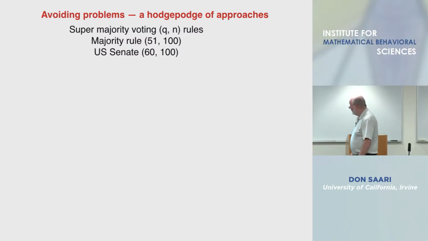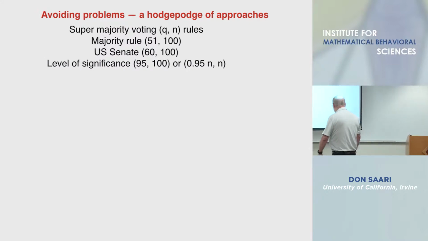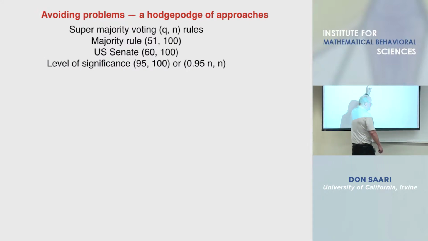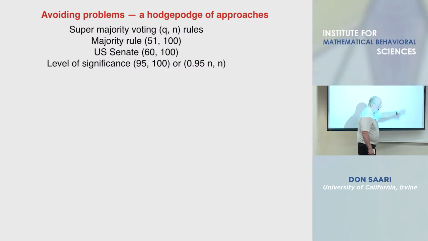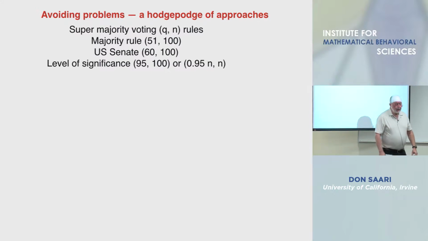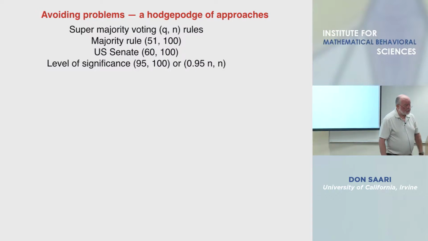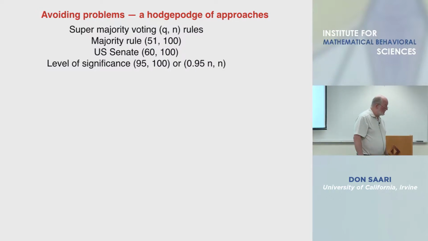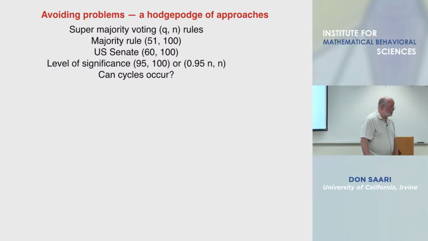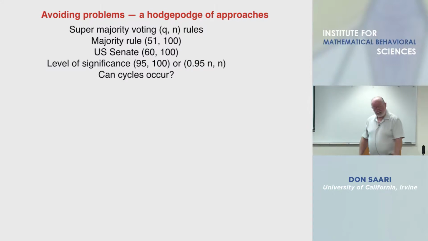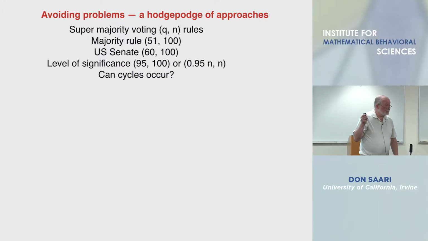Here's another one, level of significance. If I have 100 data points, 95 of them have to be on your side, for example in null hypothesis arguments, or 0.95 N. Question: these are paired comparisons. Different rules, different weights that you apply, we'll be able to say yes or no. And the question I want to ask is, can cycles occur with these types of rules? And the answer is yes. In all of them, it's possible to have cycles.